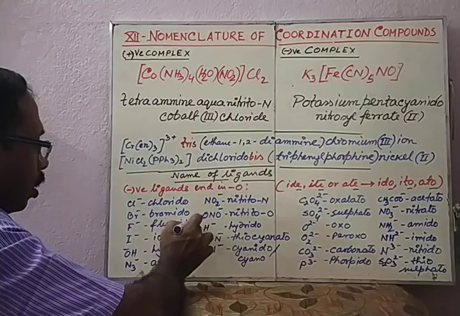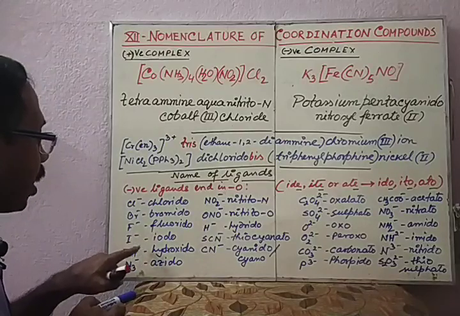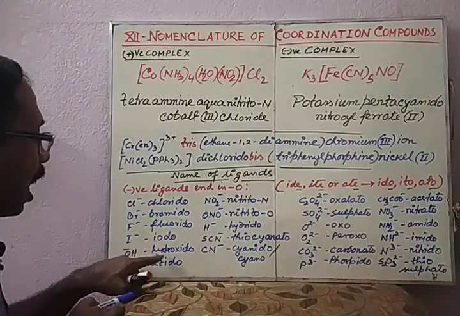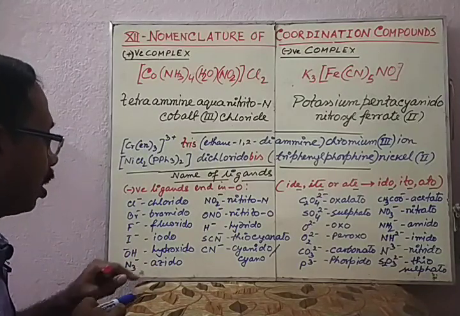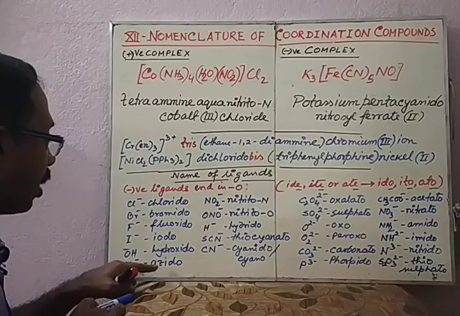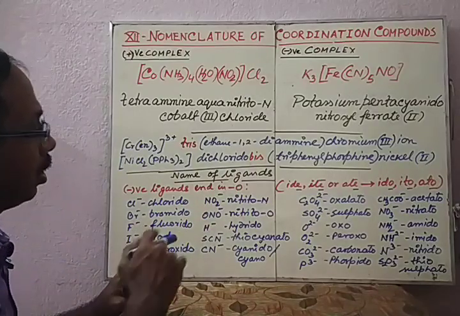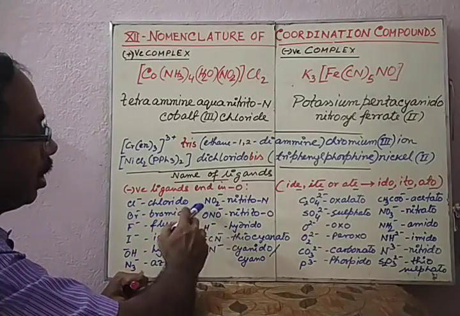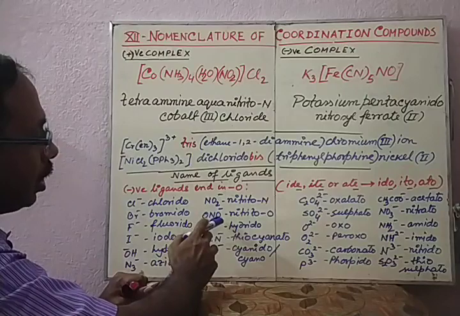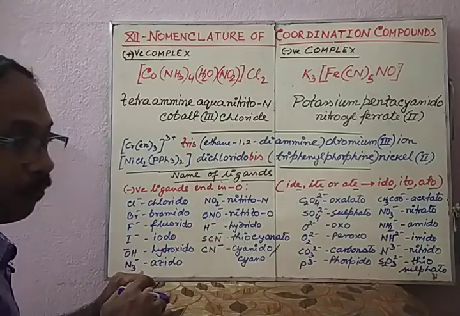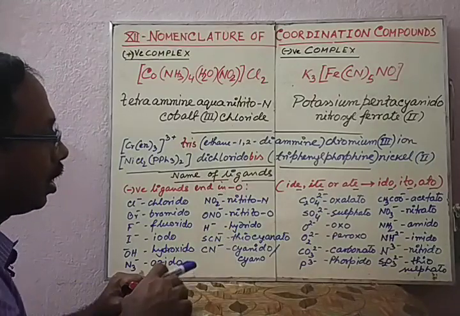earlier it was called fluoro, now it is called fluorido. Then I minus iodido, OH minus hydroxido, earlier it was called hydroxo. N3 minus is the azide ion, so it is named as azido. Then NO2 minus is the nitrite ion. It is an ambidentate ligand: when linked with the metal through nitrogen, it is called nitrito-N, and when it is linked through oxygen, it is called nitrito-O. Then H minus hydrido, SCN minus thiocyanato.